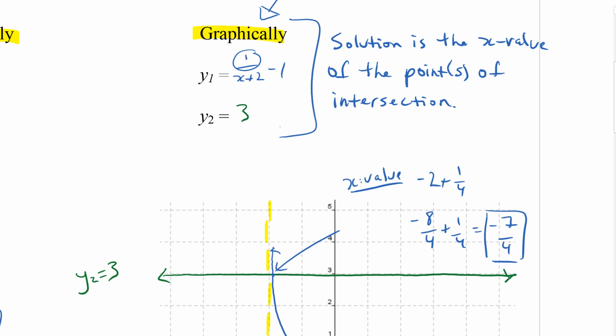So in this case here, my answer is -7/4. My solution is not this point. My solution is the x value of that point.